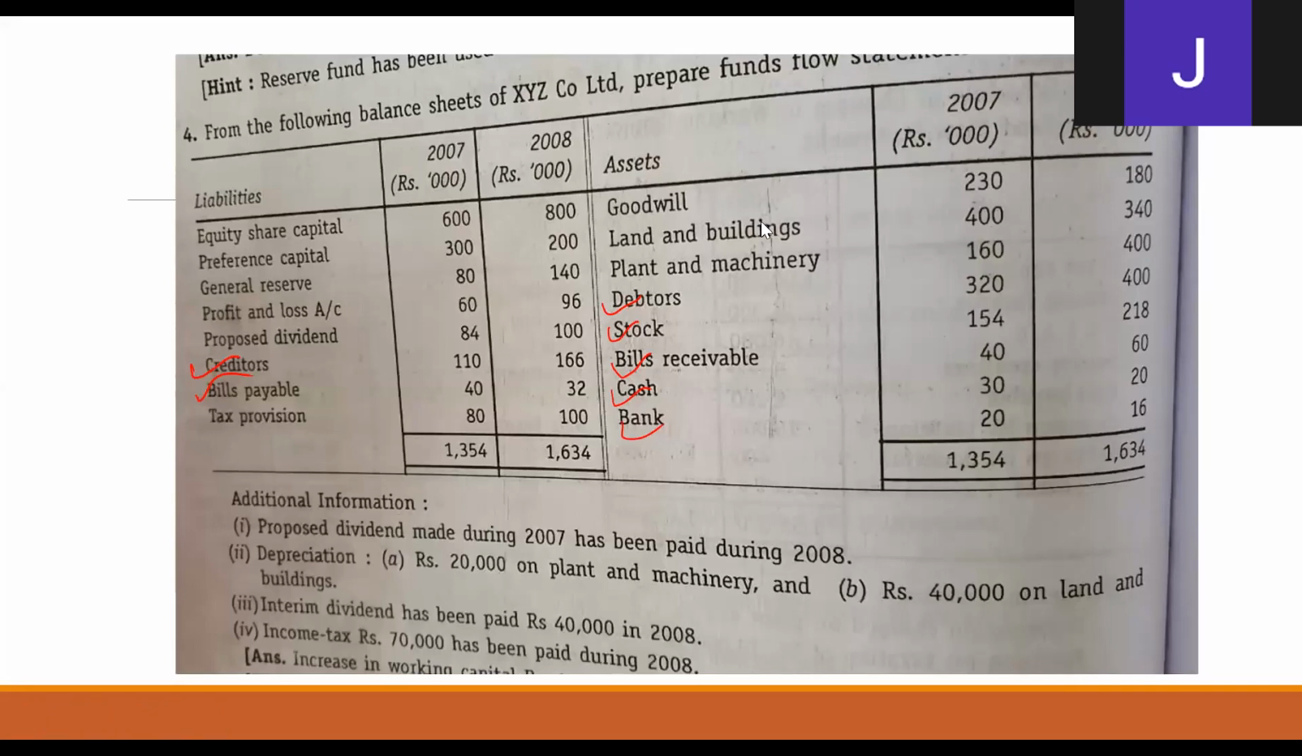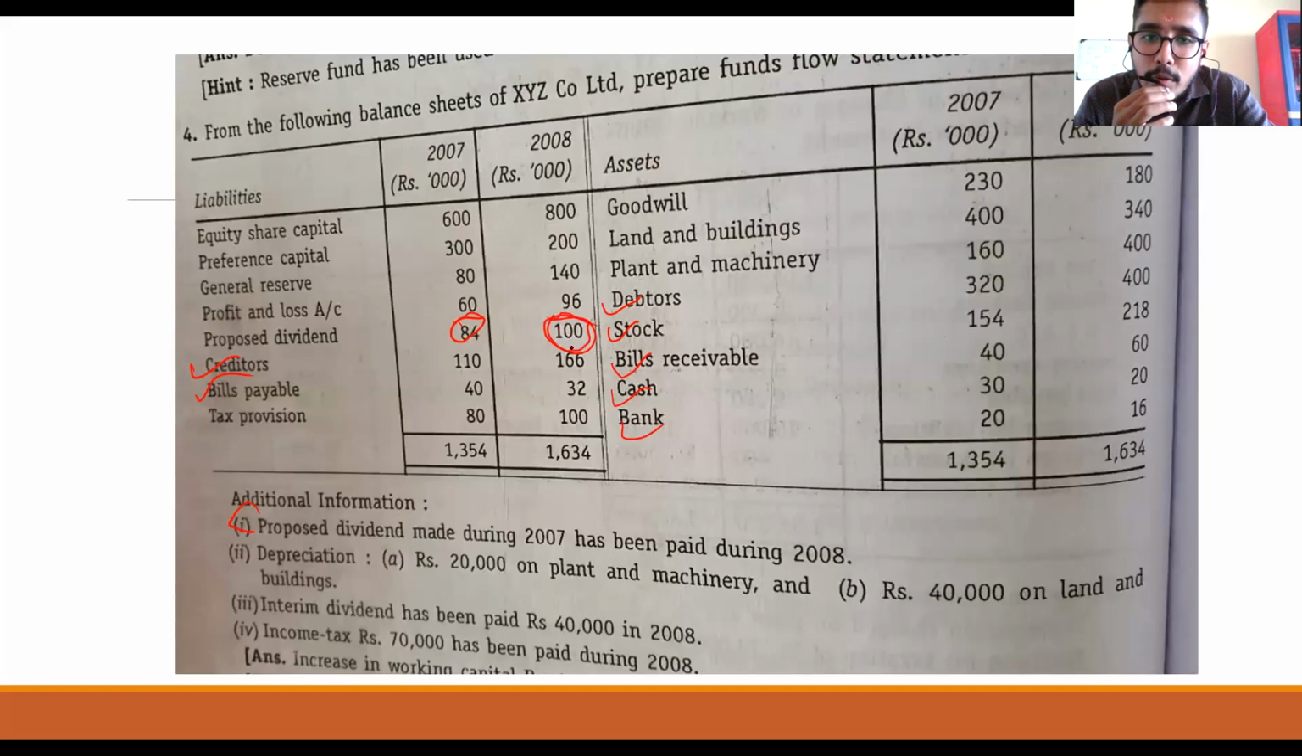Sir, the proposed dividend is shown in additional information. Okay. So we have to take it on two sides. No, actually, this information we already know. That means proposed dividend we have previous year 84,000 and current year 1 lakh. So this 1 lakh, the current year proposed dividend, will go to adjusted profit and loss account. Yes, but I added the 84,000. That is a mistake, because we should take only this 1 lakh in the adjusted profit and loss account.